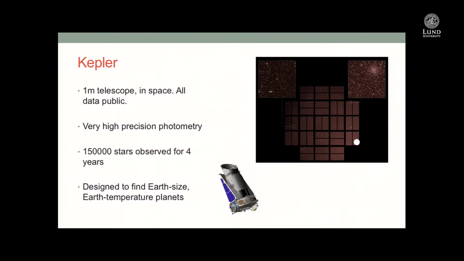But part of the telescope failed and they did some very clever science in making it stabilize itself based off the wind from the sun and the solar photons. That works quite well. But anyway, we're going to talk about the original mission, which was 4 years long, observed 150,000 stars with very, very precise photometry, accurate to 20 parts per million in the best cases.